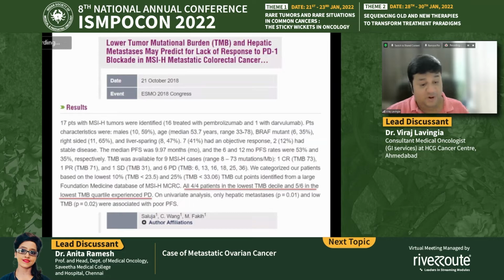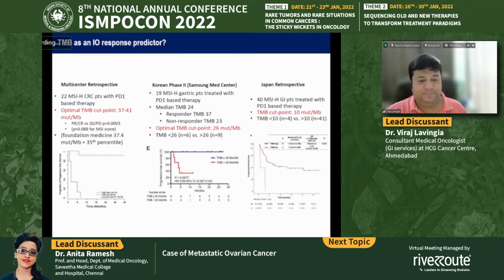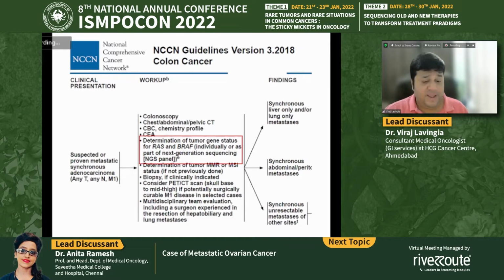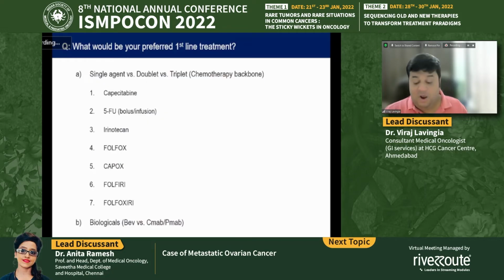So if I have to do immunotherapy first line for MSI high, I have started doing TMB for those patients. And if it is low, I think these are the patients who are going to get early progression. So yeah, this was about NGS. And even the NCCN endorses that all these tests could be done as part of an NGS panel, just like in lung cancer. All right, moving on.